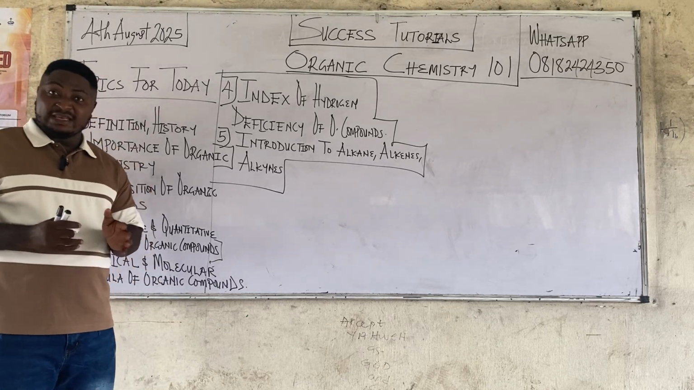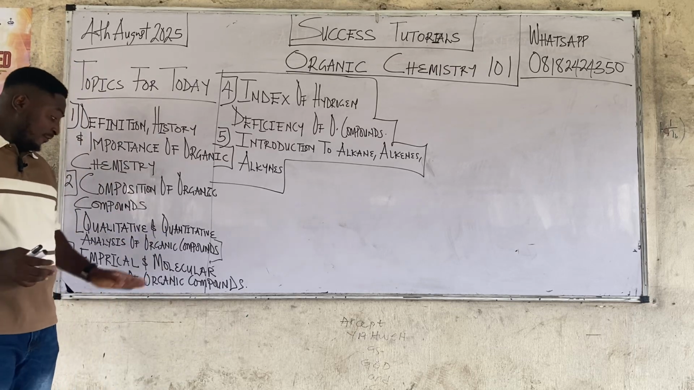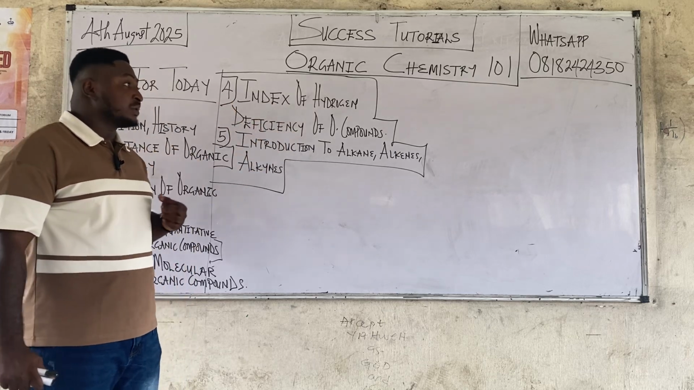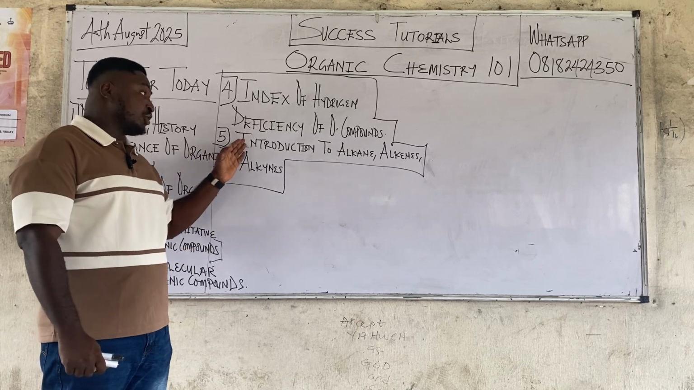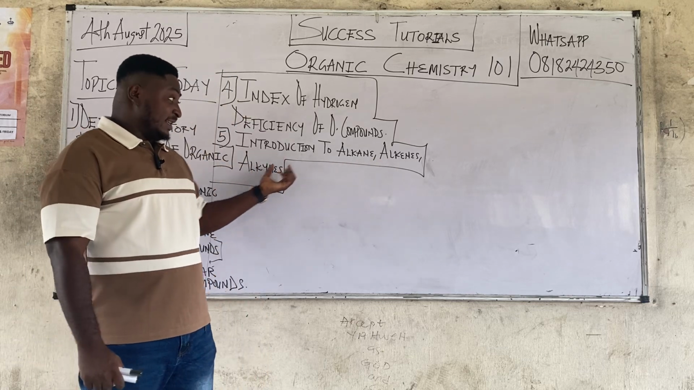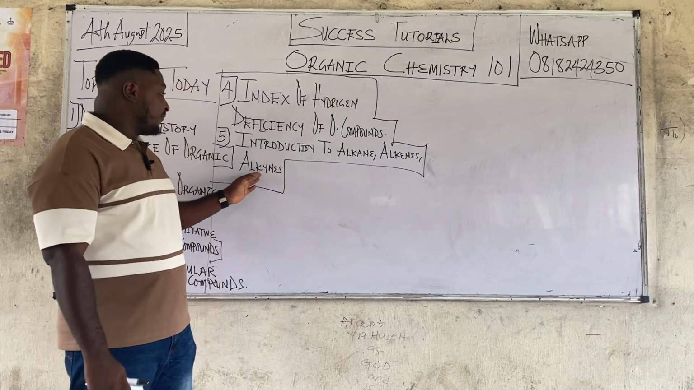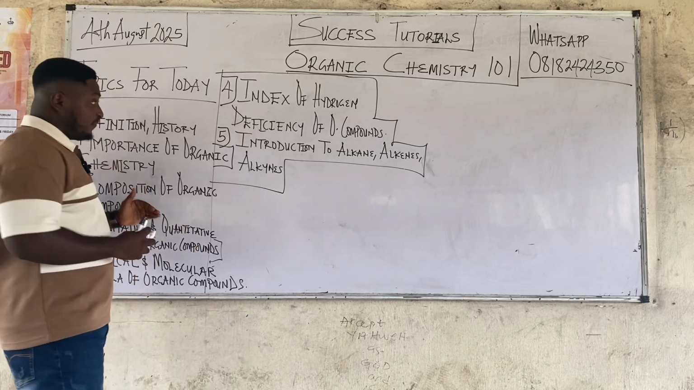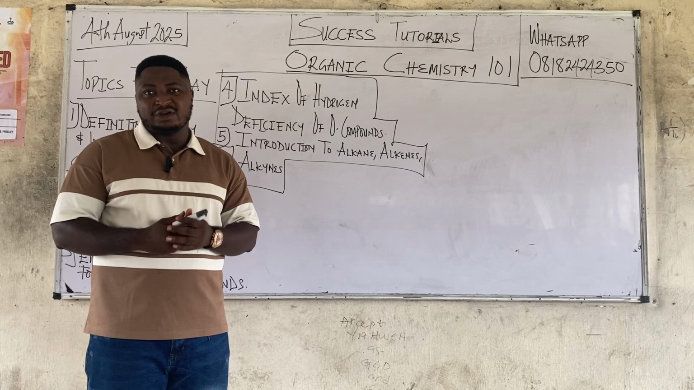Just like inorganic chemistry, organic chemistry also has empirical and molecular formulas of organic compounds. Then 4, we're looking at the index of hydrogen deficiency of organic compounds. And 5, we're looking at an introduction to alkanes and alkynes. I'm sure you must have seen these key families already. You must have heard of them one way or the other. These families form the foundation of organic chemistry. If you know these 5 key aspects, you will have built your foundation in organic chemistry, and then you can forge ahead from there.